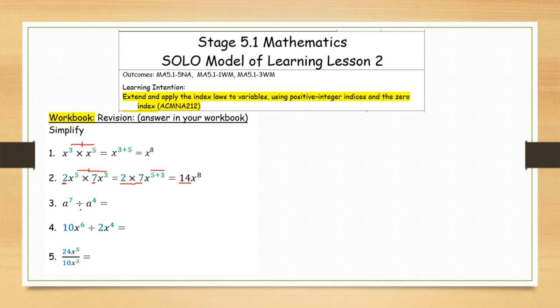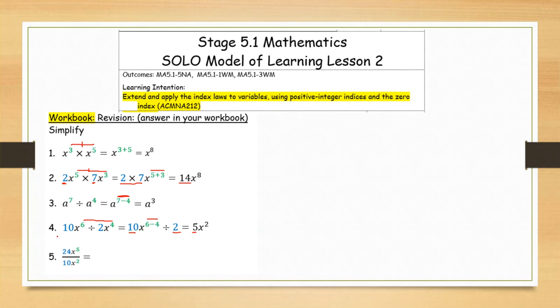Question 3, we divide. So we subtract the indices. 7 take away 4. So 7 take away 4 is 3, so we get 8 cubed. When we have coefficients, the blue numbers, 10 divided by 2 is 5, and we subtract the indices. 6 take away 4 is 2, so we get 5x squared.